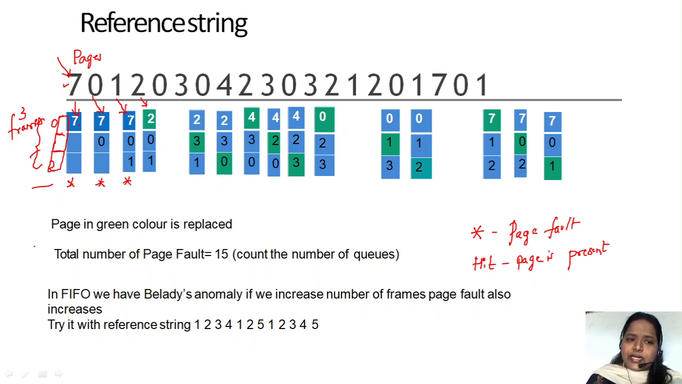But here the frame is already full, 7, 0, 1, the frame is full, but I have to insert 2 now. Which page do I have to delete? Delete in the sense which page I have to move from main memory to secondary memory. As we are making use of the first in first out page replacement algorithm, we remove the page which came first. Here the 7th page is the one we inserted first. So that's the reason in place of 7 we make it 2. Fine. Here the green one indicates the replaced page.